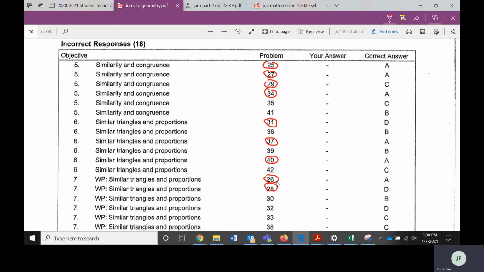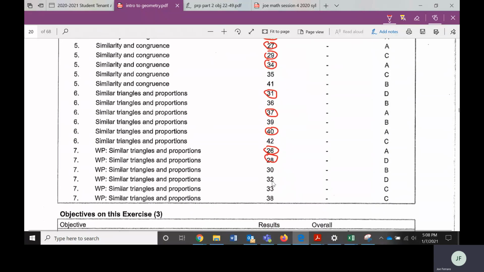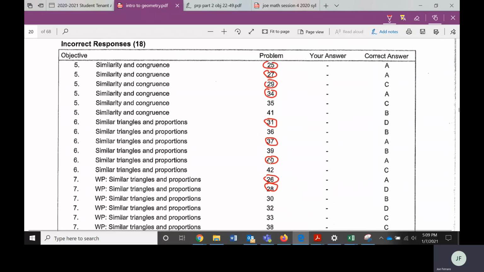Now the reason I circled those is because they group these up by objective. So like if you were trying to do 32 and you couldn't figure out how they got D, you could say, well, that's from objective 7. Well, 28 and 26 are from objective 7. So I should look at those two and see which one is this problem kind of like. Okay. Then maybe it makes sense. You have another example to look at, you might get it. If it doesn't make sense at that point, then that's when you need to ask a question.